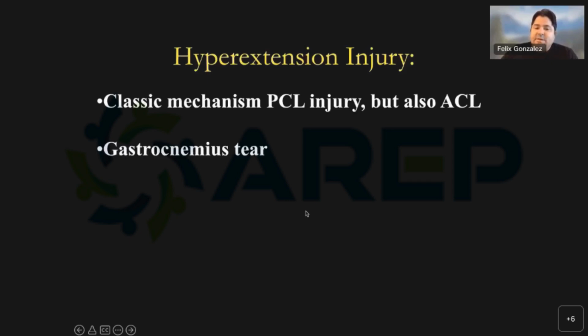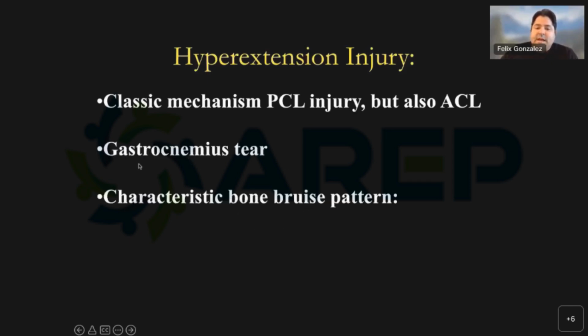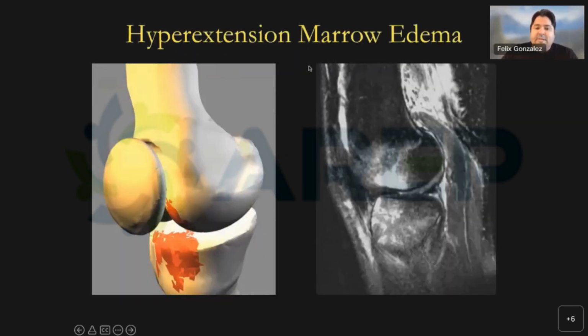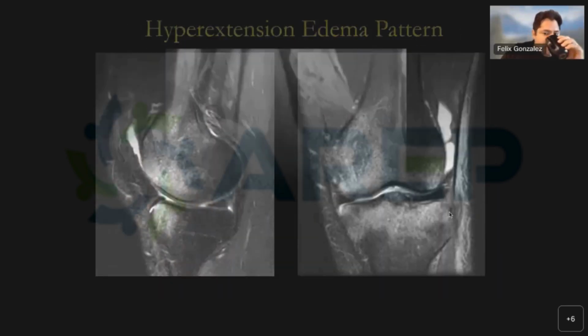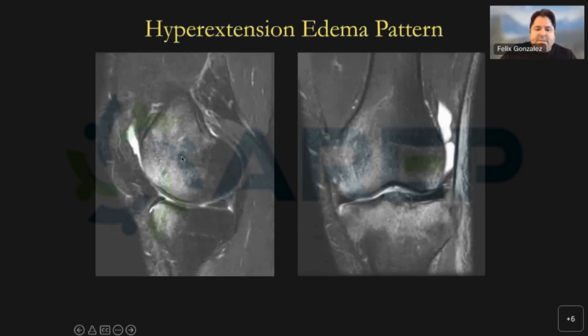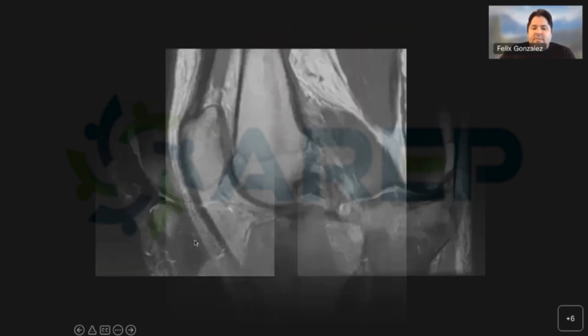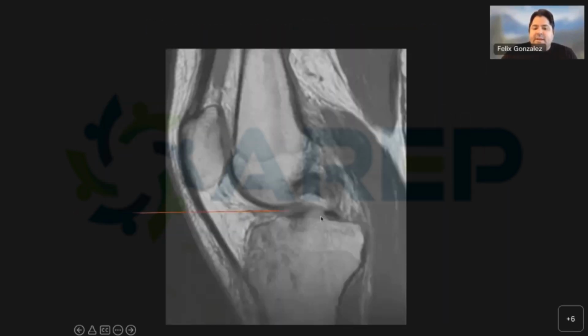The classic mechanism of injury of PCL injury is hyperextension. You can have a gastrocnemius tear. You can have the classic bone bruise pattern, which will be in the anterior femur and anterior tibia classically. So this is the hyperextension marrow edema with reciprocal edema onto the femur and the adjacent tibial plateau in the anterior compartment that blows up the PCL posteriorly. This is a classic hyperextension injury right anteriorly onto both the medial and the lateral compartments, involving the femoral condyle and the tibial plateau as well. Here's a PCL completely violated.